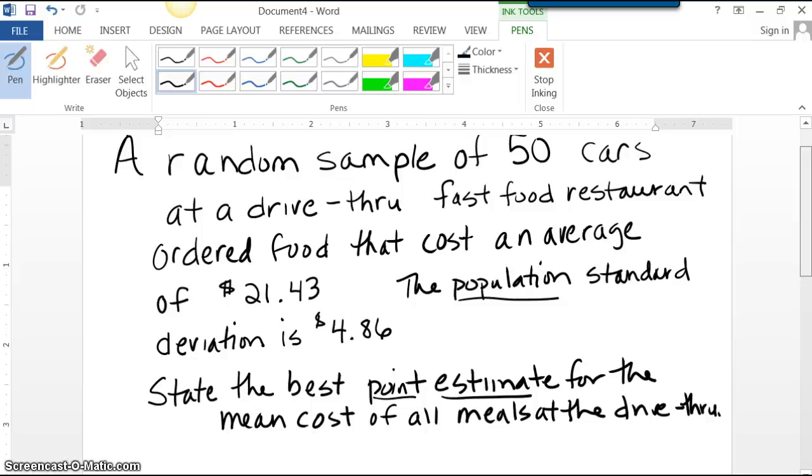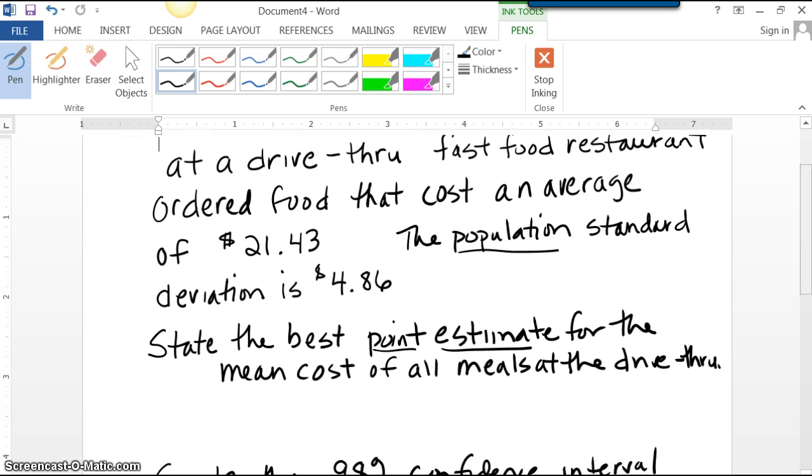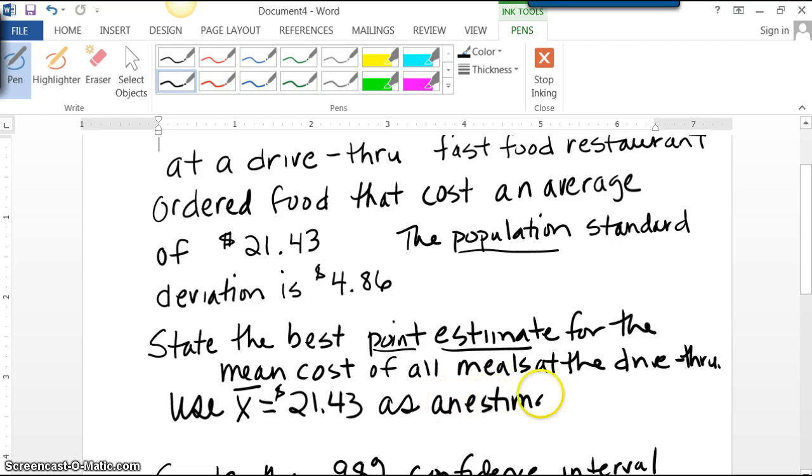They're asking you to estimate mu, the population mean, and the best point estimate for mu, the population mean, is just to use your sample mean. So we use x bar, which is the sample mean, as the best point estimate for mu, the population mean. So a point estimate is just a one number estimate, and the best way to do that is just to use the sample data that you had.